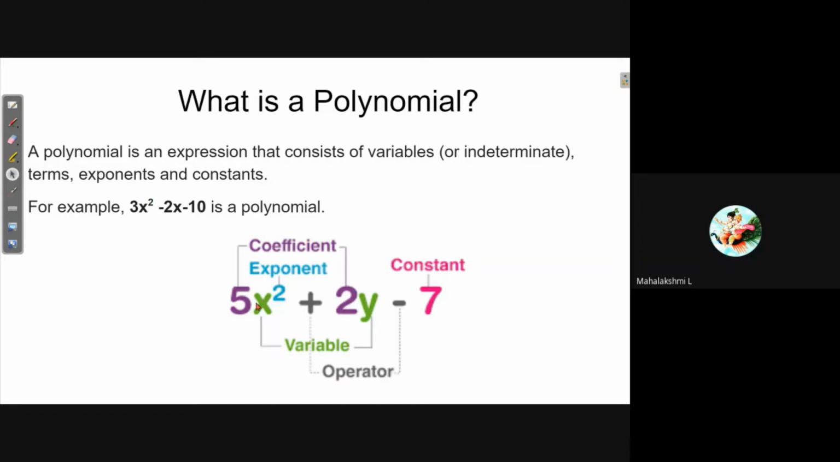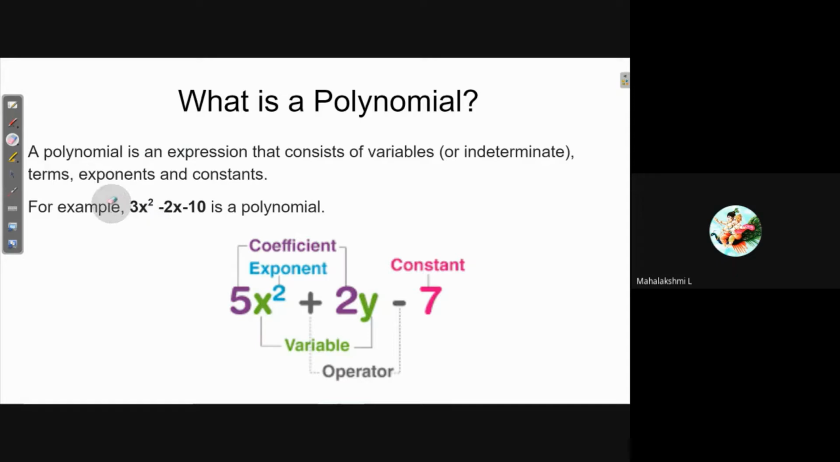Coefficient is nothing but the real number that is put before x or y. Like here 5 is the coefficient of x square and 2 is the coefficient of y. Exponent is the power of x and y. A constant is nothing but the number which does not have a variable along with it, or we can say whose variable has a power 0. We can also say it like that. So that's called a constant.